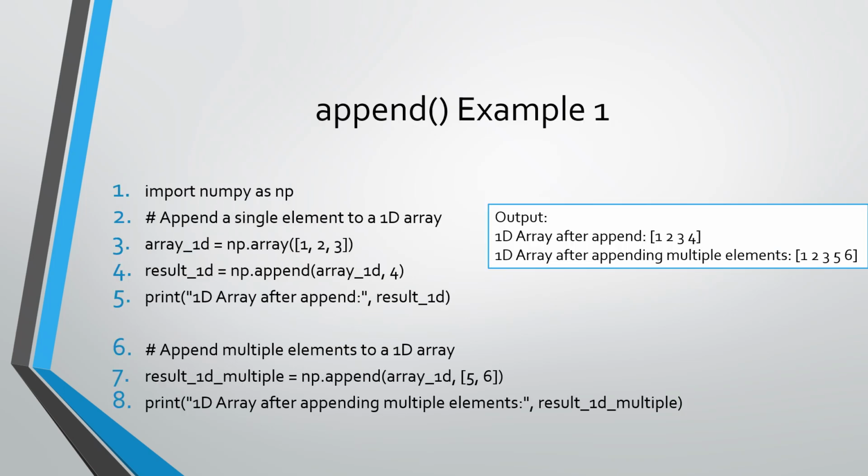The next function is the append function. We can use this append function to add elements at the end of the array. We can add either one element or multiple elements at the end of the array. In the first example, we have created an array with the 3 elements 1, 2, 3. Then we are appending one more element at the end, that is 4. In the next example, we have created a 1D array with 1, 2, 3 elements, and then we are adding multiple elements. So 5, 6, 2 elements are added to the end of the array.